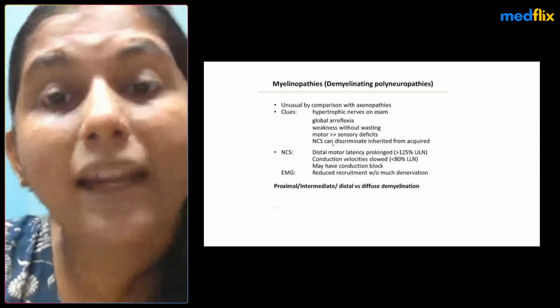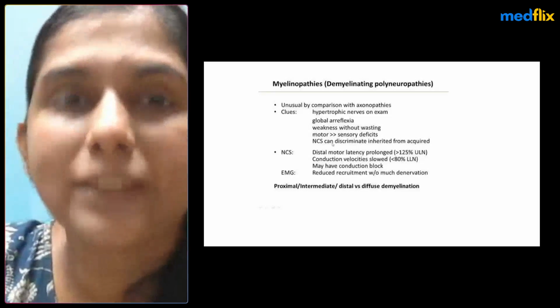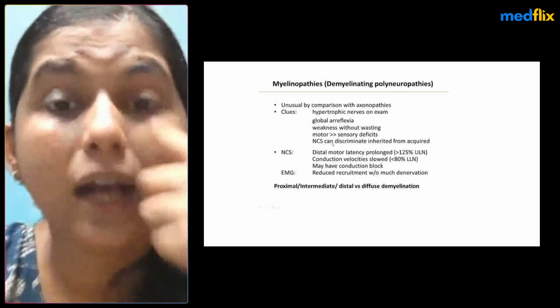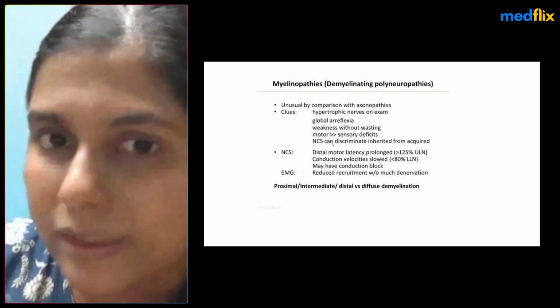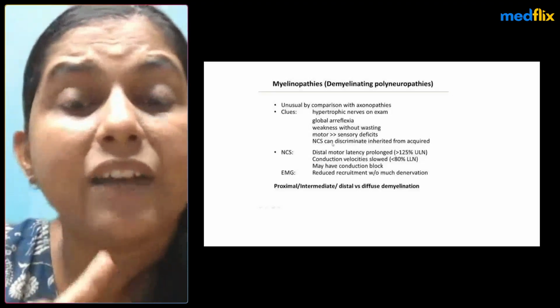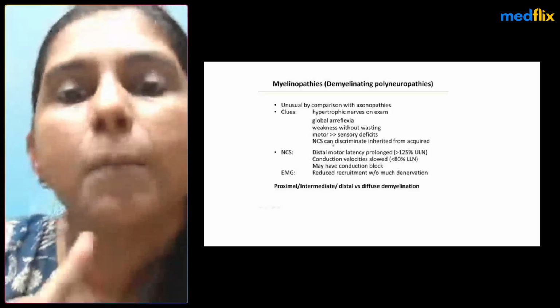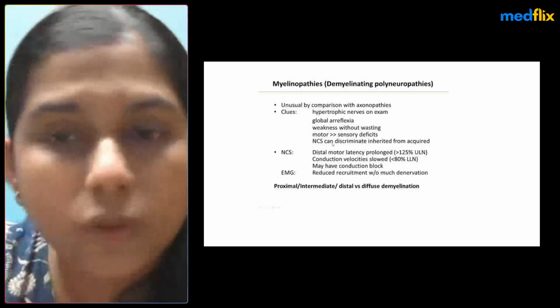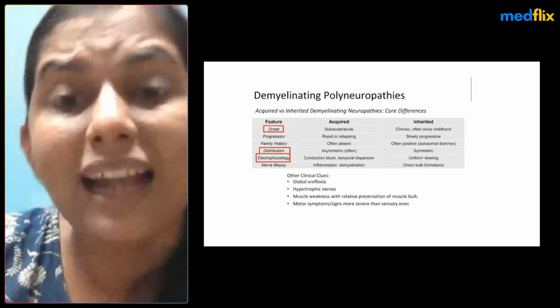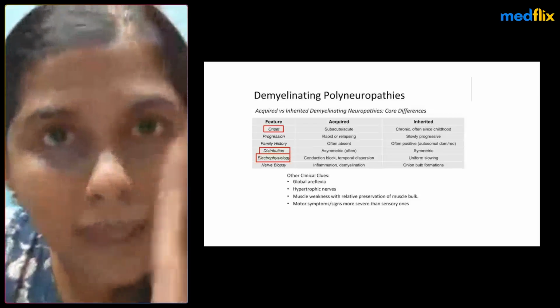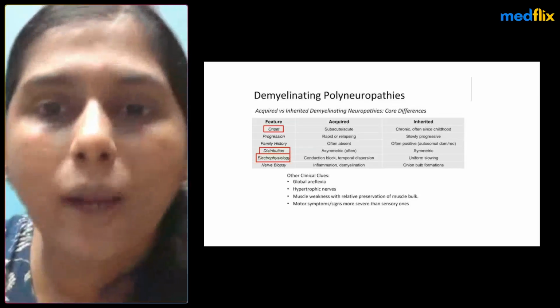And so these myelinopathies or demyelinating neuropathies are uncommon. The clinical clues are nerve thickening, global areflexia, weakness without wasting, motor greater than sensory deficits, and of course NCVs. And again, demyelinating polyneuropathies, we know they can be acquired or they can be inherited.